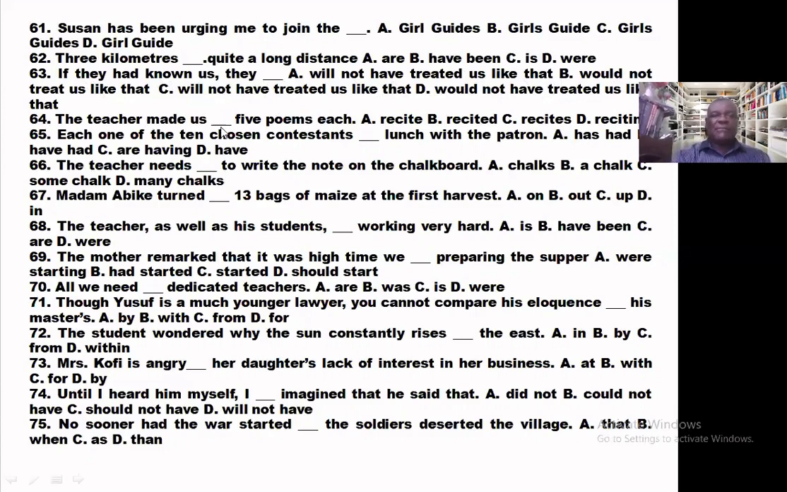64: The teacher made us dash 5 poems each day, made us recite. You know, you cannot say made us recite it. That would be double past. Made us recite.